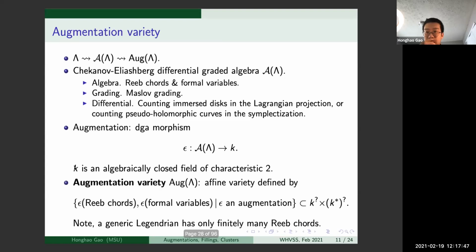Okay, and then you can look at the augmentation variety here. This is some sort of a moduli space. It's parameterized by how my augmentation evaluates on the Reeb chords and the formal variables. I just collect the set of all augmentations. For each of them, that gives me a point inside k to a certain power, corresponding to the Reeb chords, and k star to a certain power, corresponding to the formal variables, because formal variables are invertible. And in our setting, and this is true in general, a generic Lagrangian has only finitely many Reeb chords. So this is a finite dimensional affine variety.